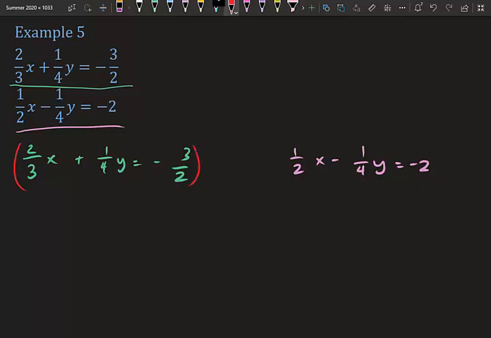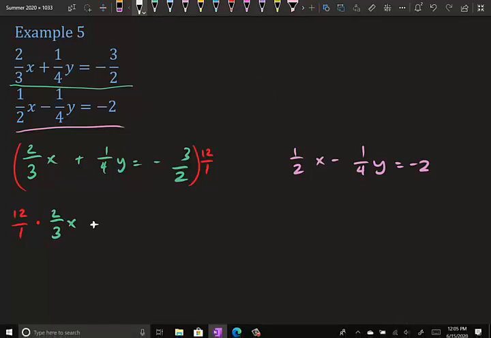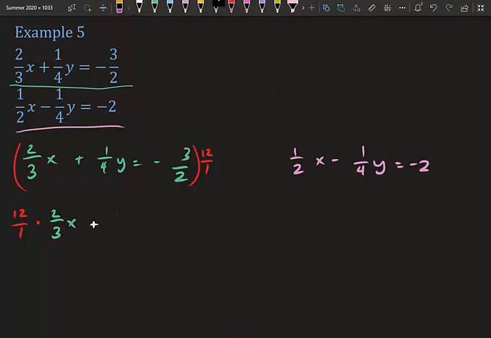So for our green one, we would multiply everything by 12 over 1. So we have 12 over 1 times 2/3 x plus 12 over 1 times 1/4 y equals 12 over 1 times negative 3 over 2. So let's go ahead and simplify our fractions.